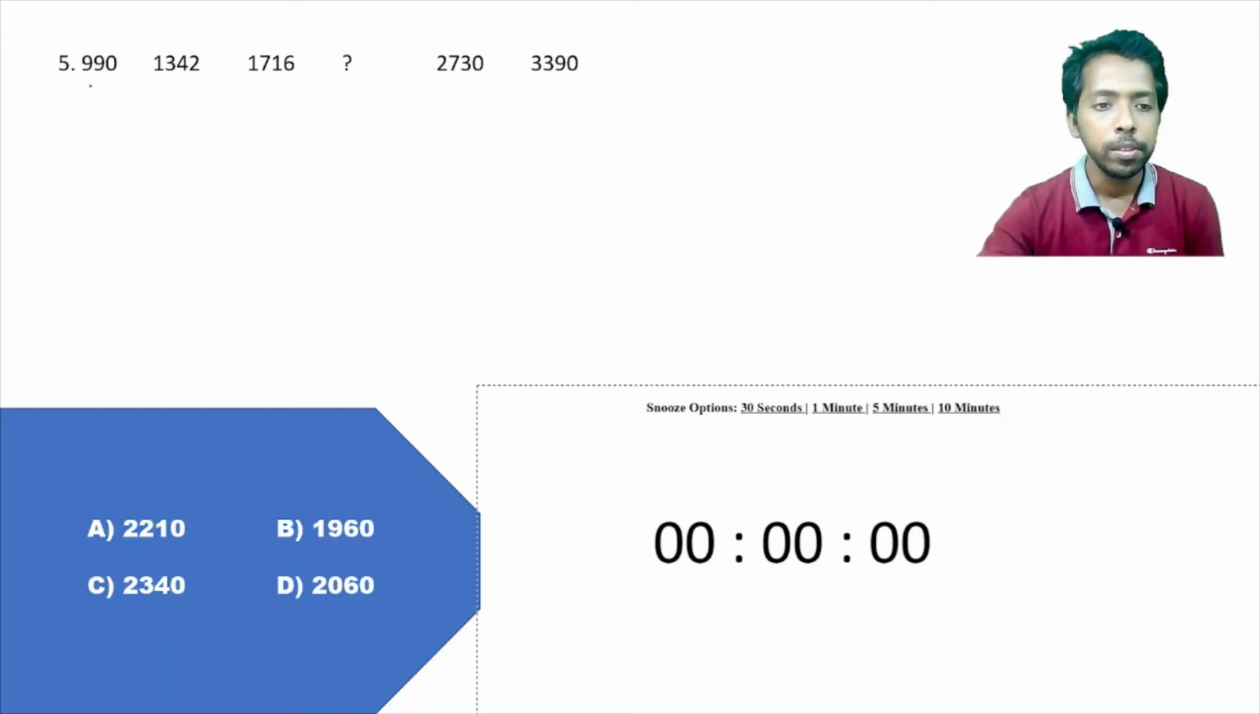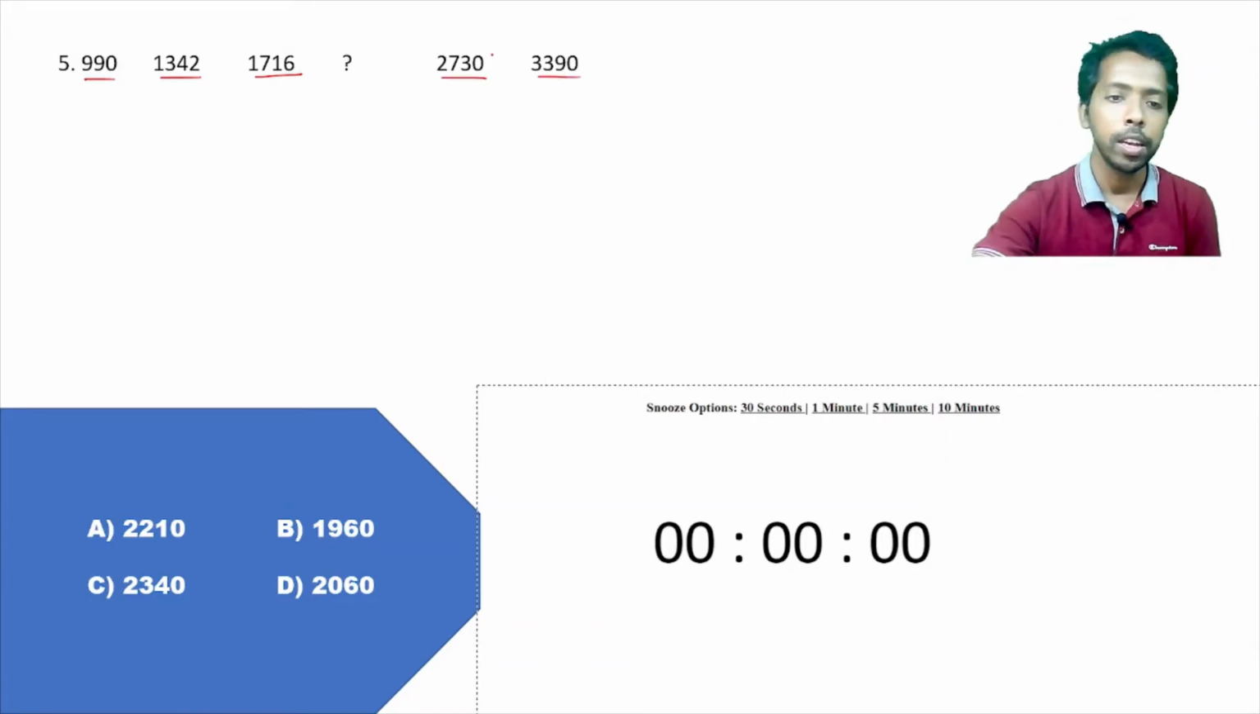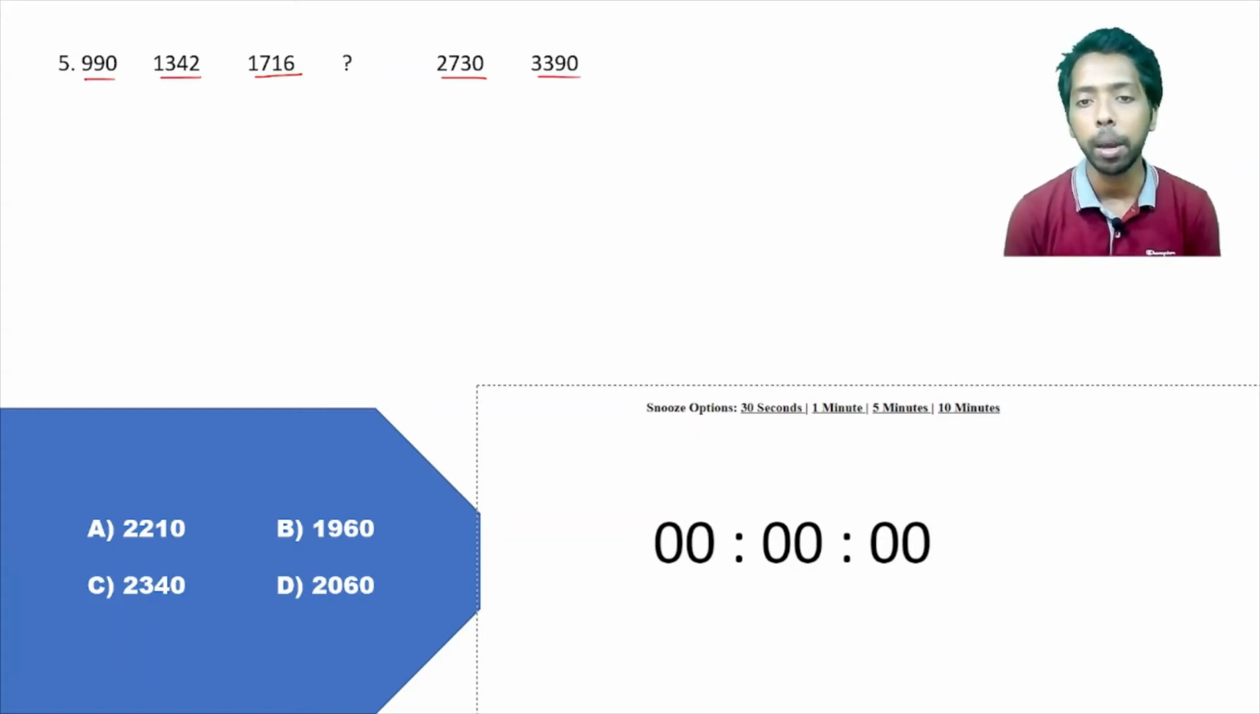Here the numbers are large: 990, 1342, 1716, 2730. In between, question mark, then 3390. Now every time, if you take the difference, this may not serve the purpose. You have to understand that the given number may be close to a particular number's square or cube. I told you earlier that you have to remember the squares of numbers up to 30 and cubes of numbers up to 20. This is the basic minimum criteria.